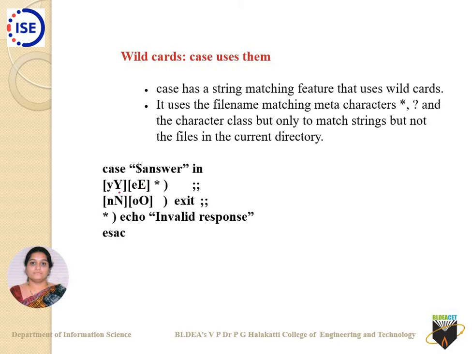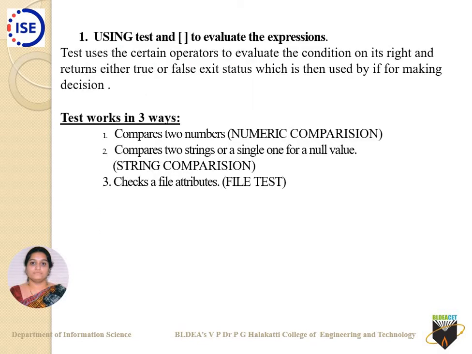These are all the combinations which can be accepted, and I am performing some action for them. For no: small n, capital N, small o, capital O. So at the maximum the combinations are small n small o, small n capital O, capital N small o, capital N capital O. If the user presses any of these, it will exit. And anything apart from them is the asterisk, so it says echo invalid response. Always keep in mind that the asterisk is the default action in your case, as in your C program.